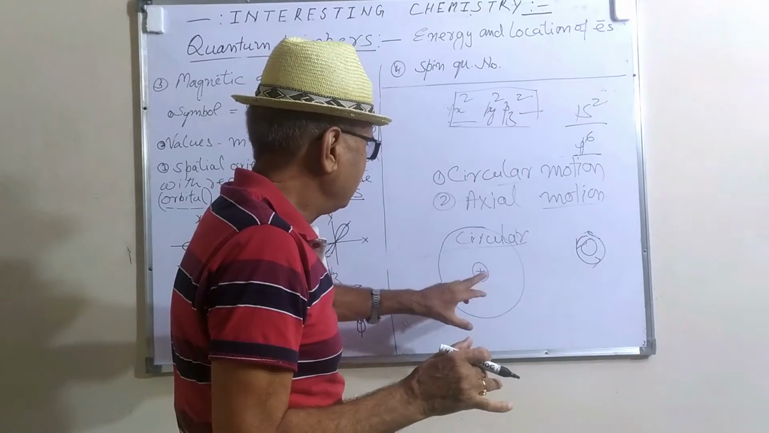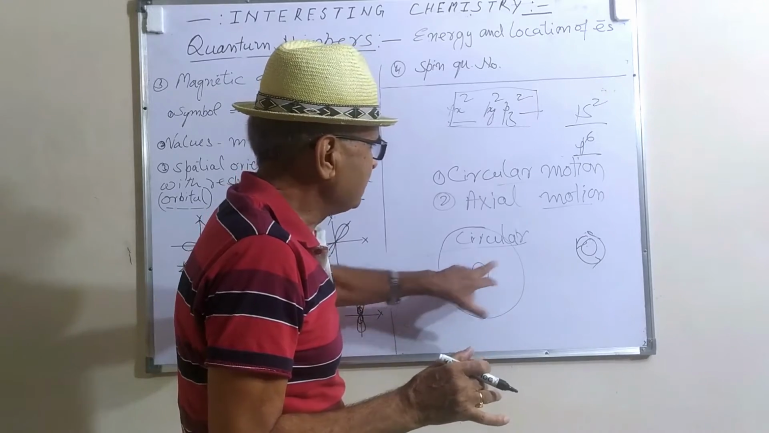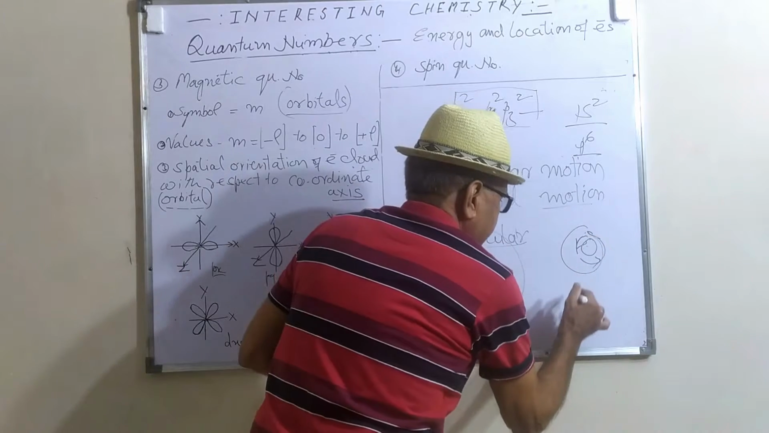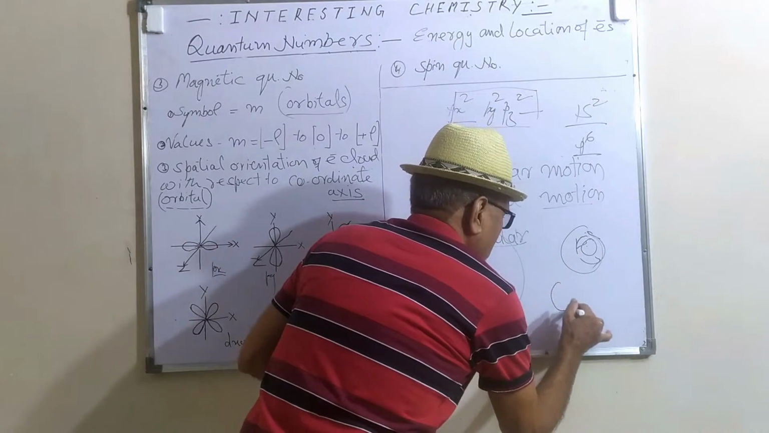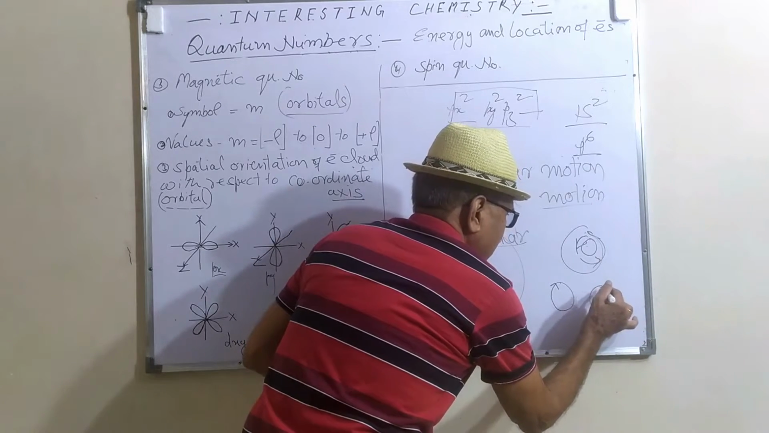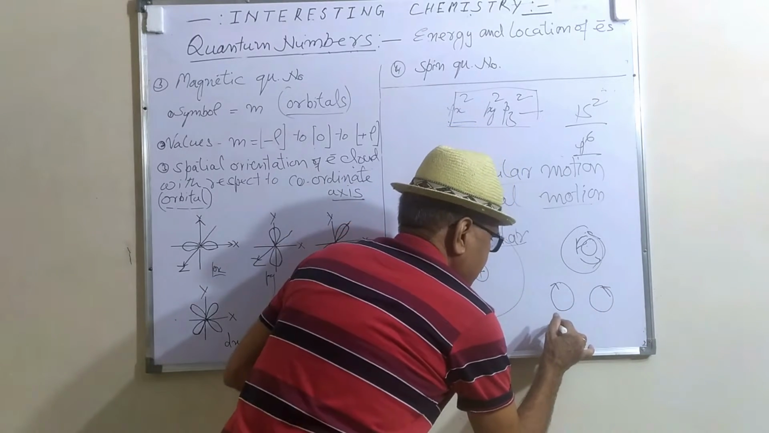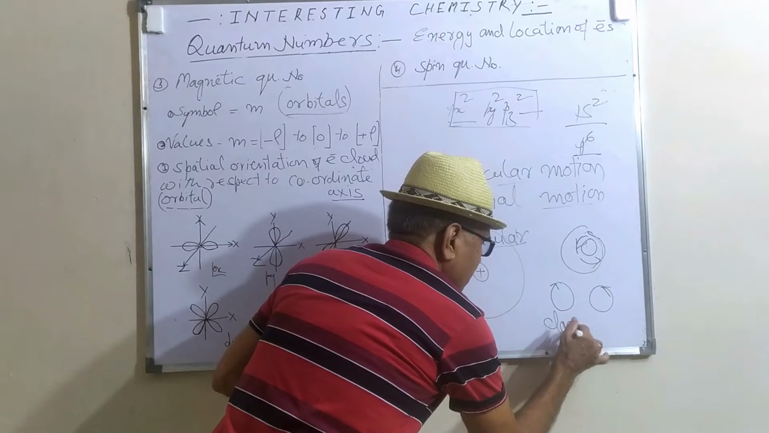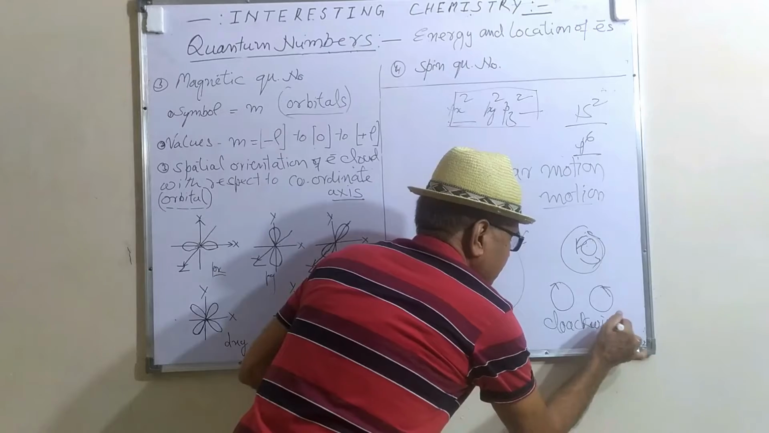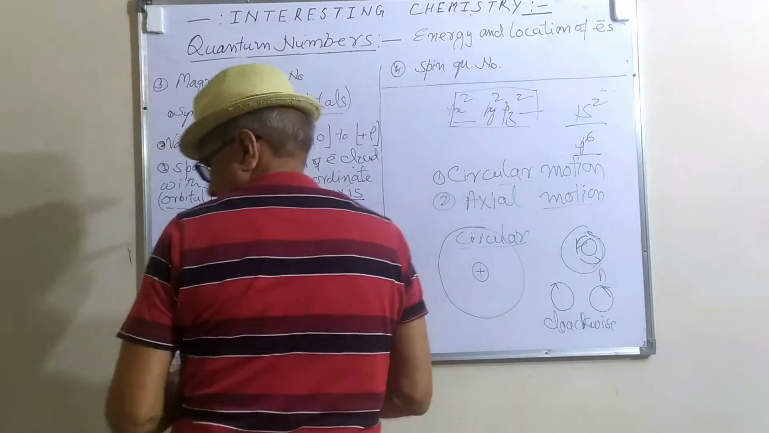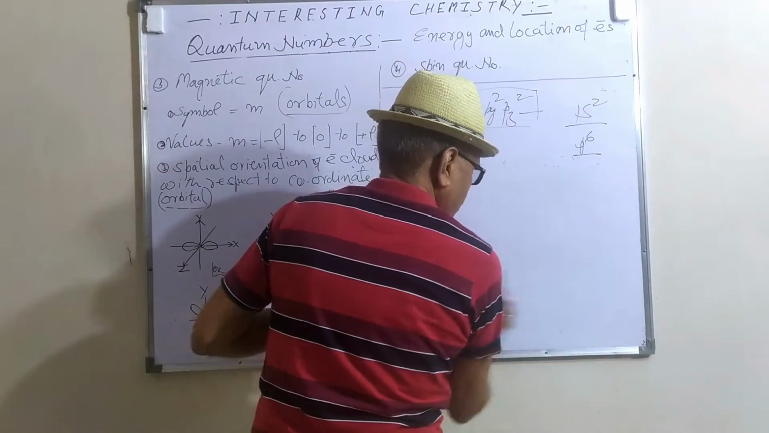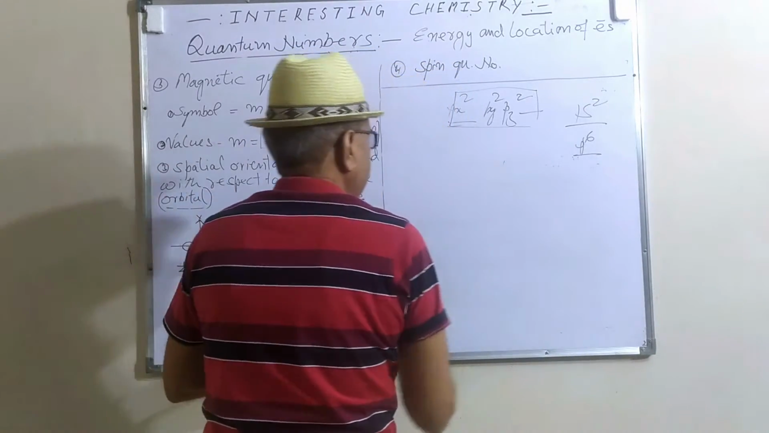One is circular motion, the second one is axial motion. Suppose one electron revolves in this way and the second electron revolves in this way. This is clockwise, and this is anti-clockwise. So as I told you, there are two types of axial motion.